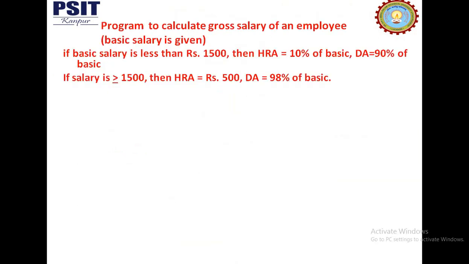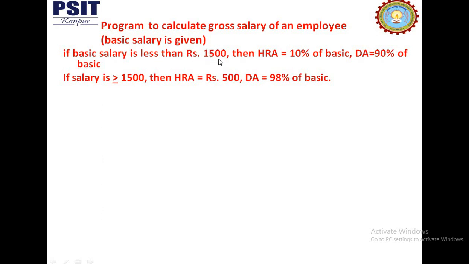Now we will come to some programming part. In this program, we have to calculate the gross salary of an employee. Gross salary is whatever has been given to the employee, added together. And what are the different things given to the employee? HRA, house rent allowance, and dearness allowance, and these both are based upon basic salary. So first of all, basic salary will be provided, and there is a condition on basic salary.